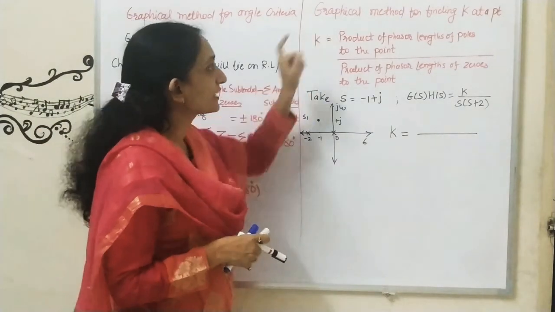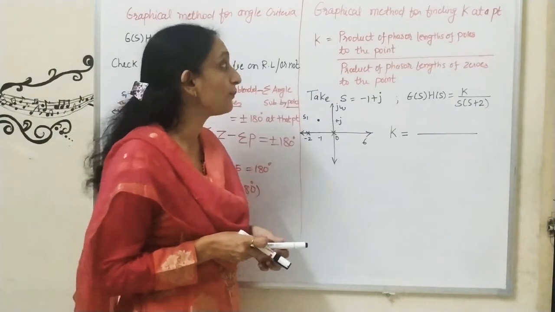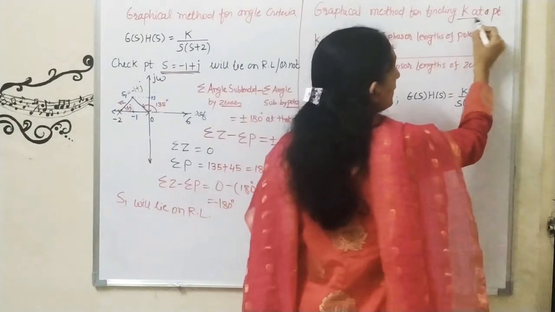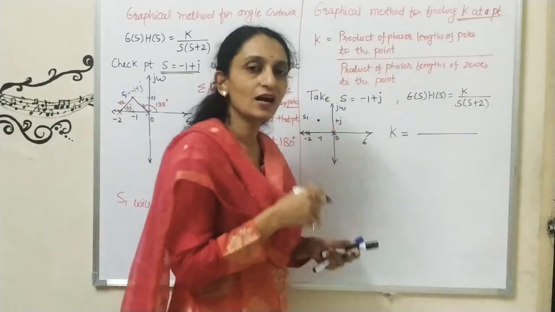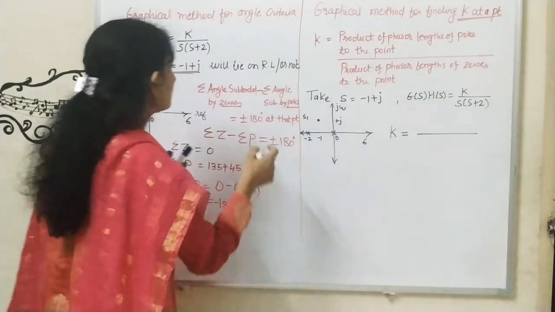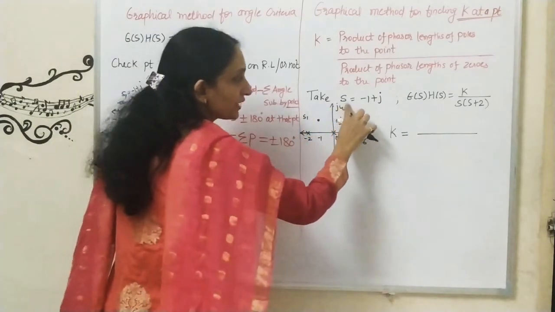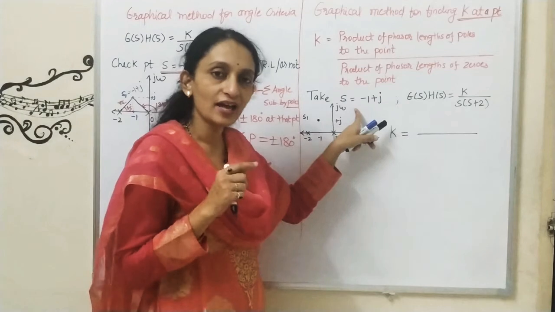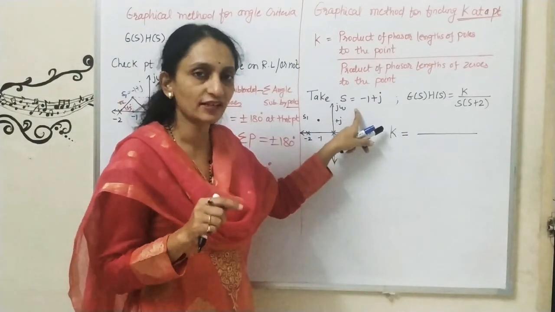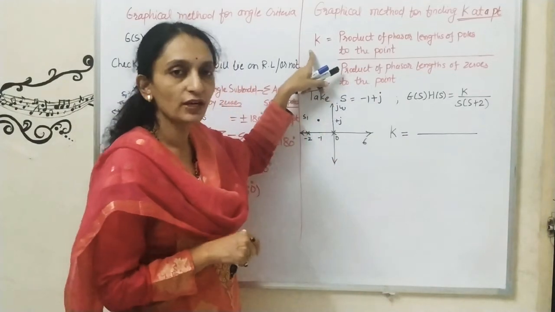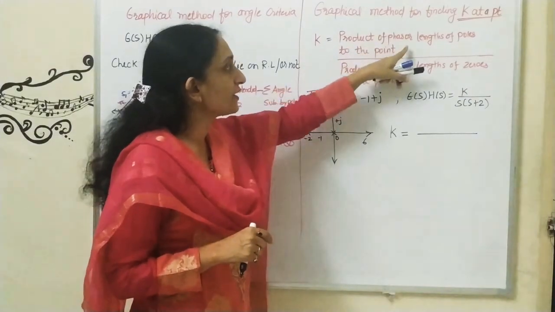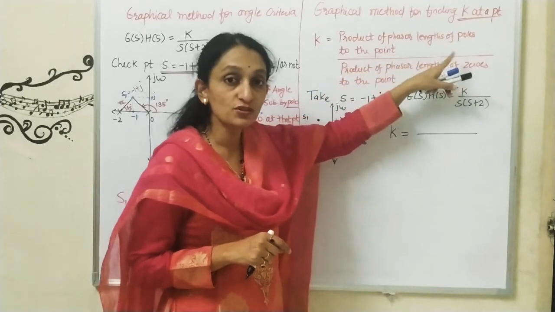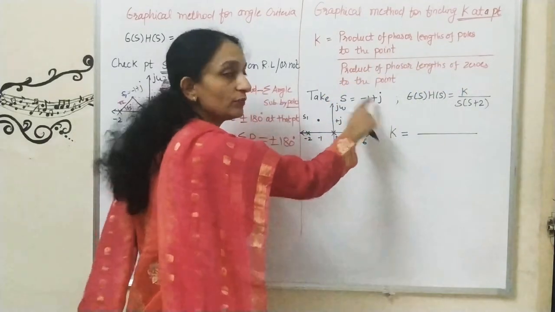Now see, the second method is the graphical method for finding K. So what is K? K is a constant at a point. At a point means again the point is given. Let's assume the point is the same point that I have taken, S is equal to -1 plus j. For this point I have to calculate the value of the constant K. So what is the formula? See here, the product of phasor lengths of poles to the point. To the point means S is equal to -1 plus j.